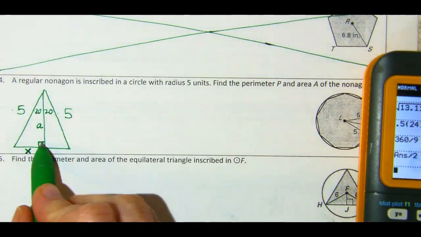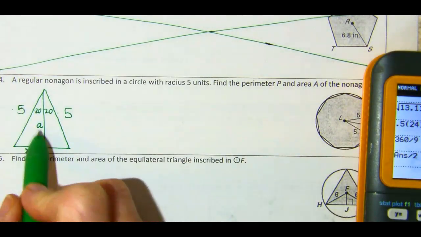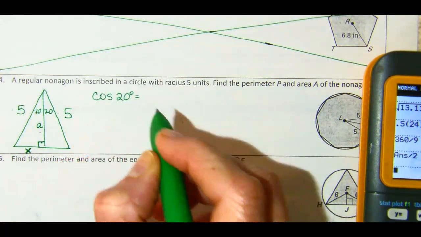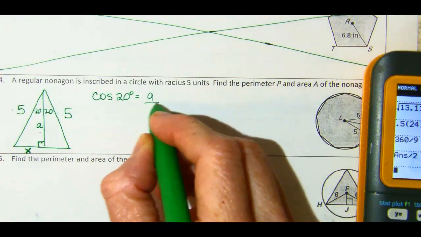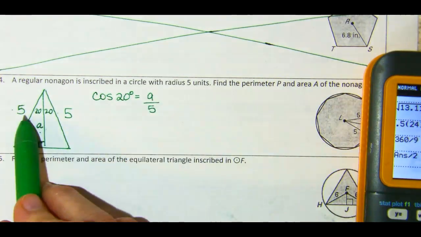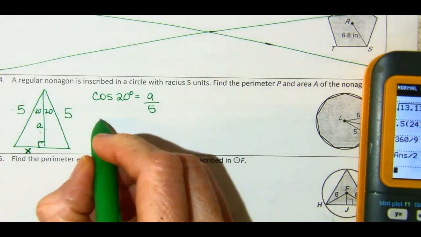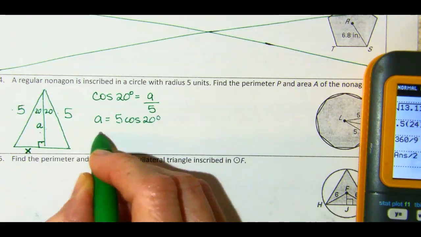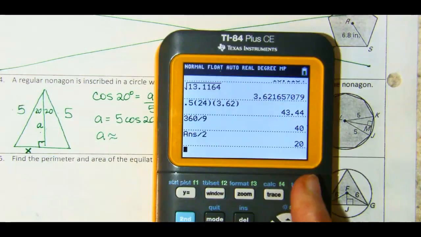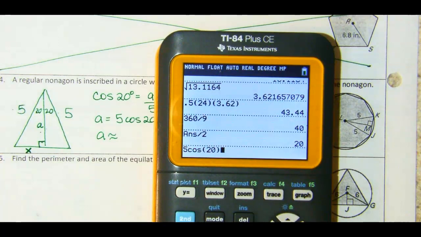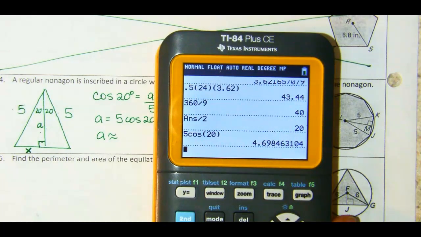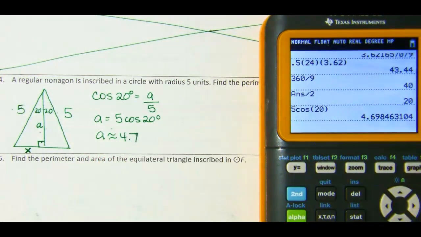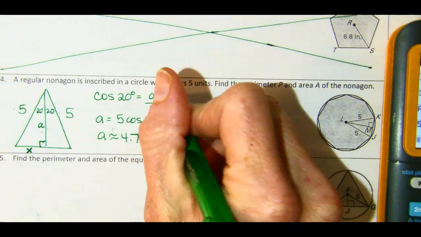I have a right triangle, I have a hypotenuse, and I have an adjacent. So that implies that I do cosine 20 degrees equals A over 5. So that's adjacent over hypotenuse. So A is going to equal 5 cosine 20 degrees. So A is going to be approximately 4.7. We're going to say 4.7. So that's the apothem.